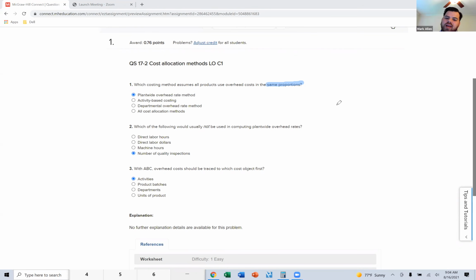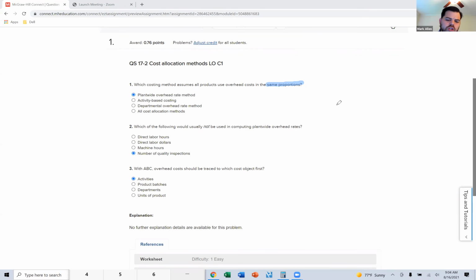All right, so we realize, like, in that case, everything isn't exactly proportional. But with plant-wide overhead, it certainly is, right? That's the underlying assumption, and we'll see as we walk through this chapter why that may or may not be a good assumption moving forward in this class. So that handles number one.